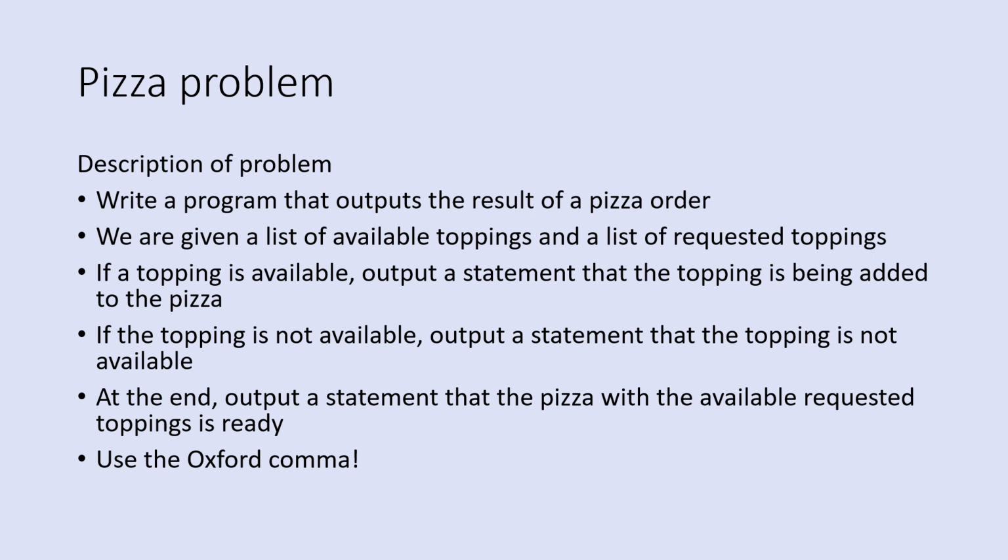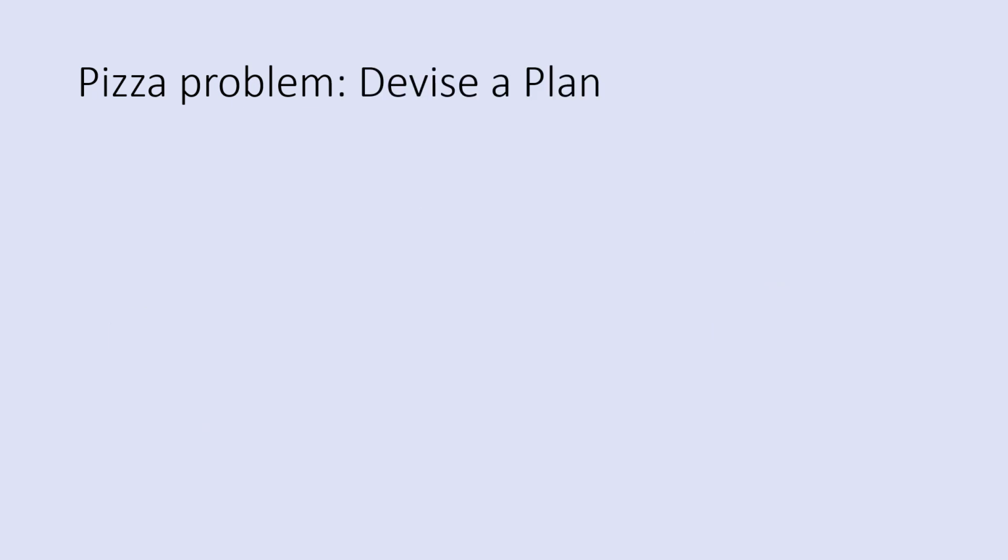In our particular task, we want to use the Oxford comma, partially because I like the Oxford comma, but also because we have to think about it slightly differently if we are using the Oxford comma versus if we're not. So to devise our plan, we want to begin writing out pseudocode for our particular task.